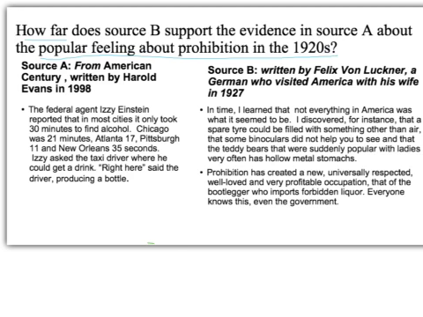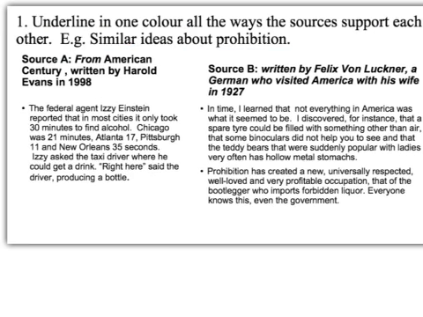Firstly, read through the sources carefully. What I would like you to think about is what is the overall message for each source. Do they support prohibition, or do people in the sources dislike prohibition? Once you have read through the sources, the second task that you need to do is find ways in which the sources support each other. So you're looking for similar ideas about prohibition, and I would like you to underline those in one colour.